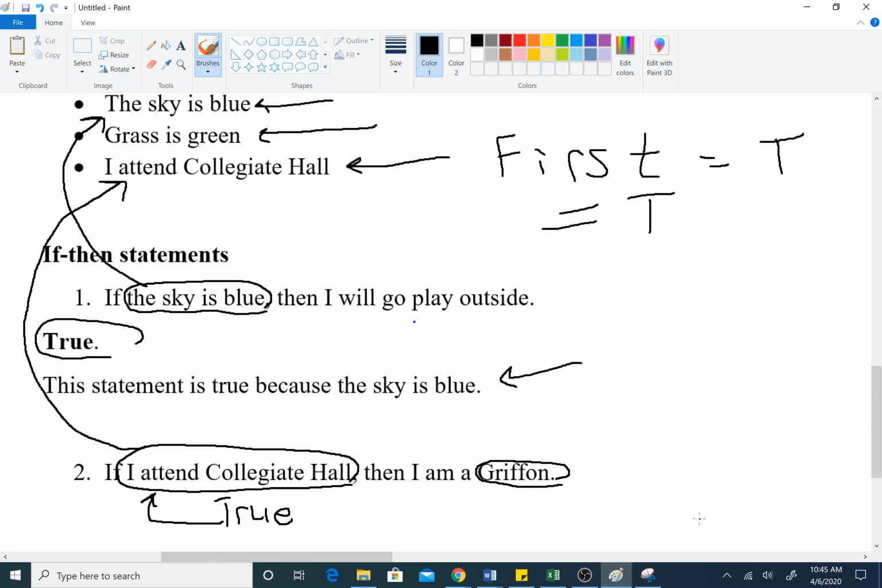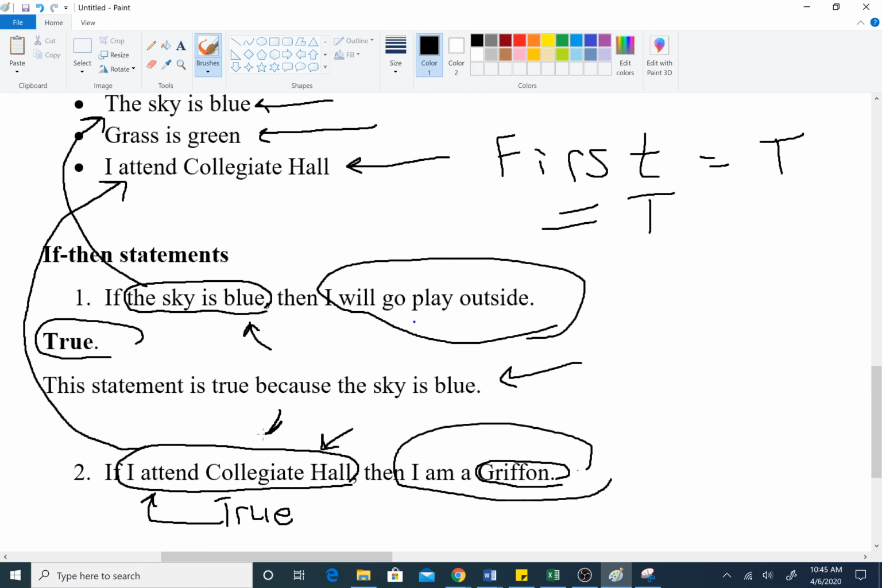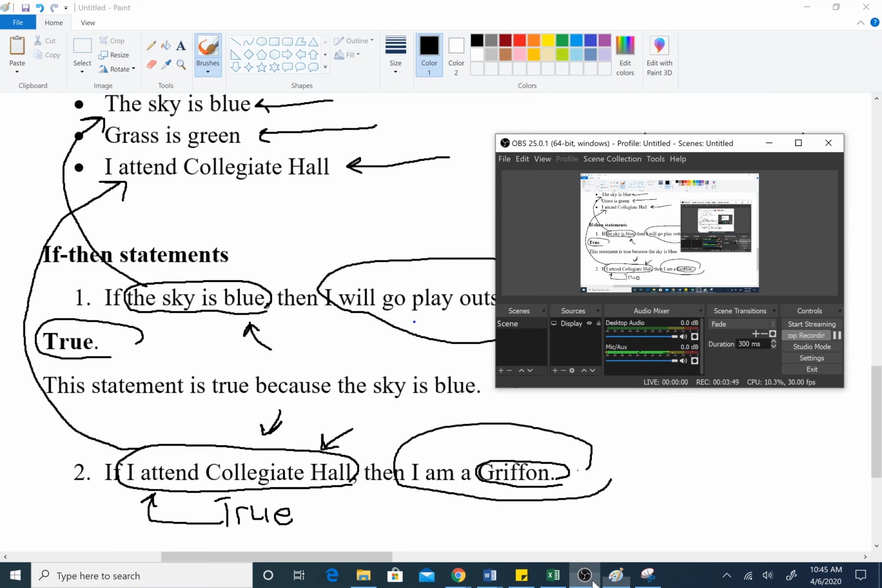So you'll be following the same pattern of steps, just looking specifically at that first part to see if it's true. Don't get confused with these end parts here. Focus on this one right here. Go ahead and get started. Good luck.